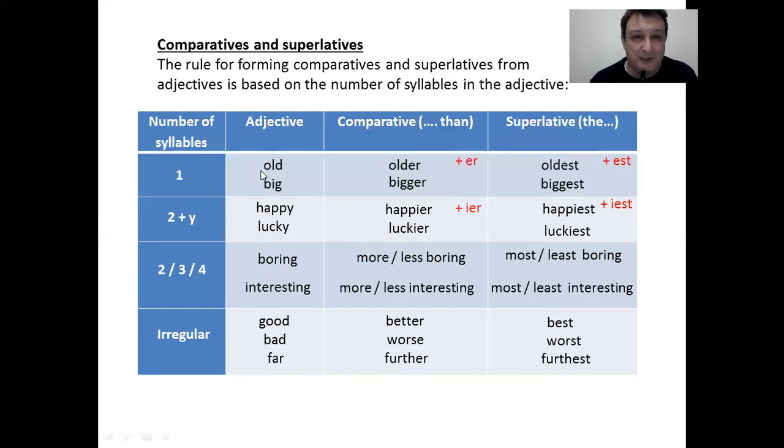It's not possible to say farer. It's not possible to say badder. It's not possible to say gooder. They have one syllable, but they are irregular.